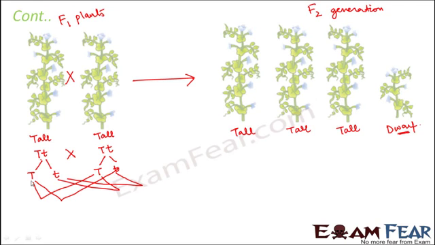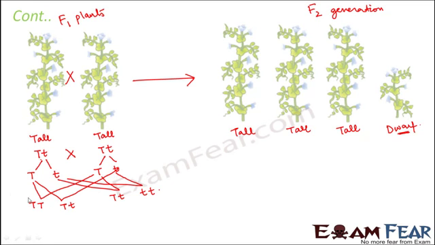So what are the results of the possibilities? Capital T and capital T can form this. Again, capital T, small t. Then capital T, small t, and small t, small t. So these are the various possibilities that can be formed if two heterozygous tall plants are crossed, right?